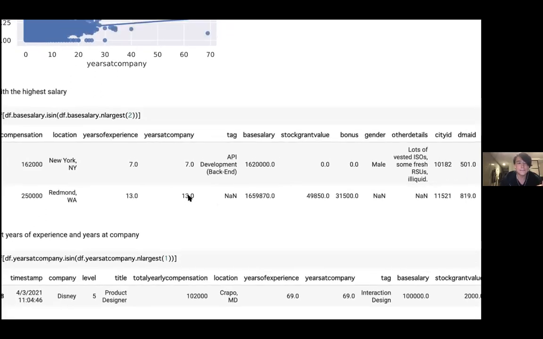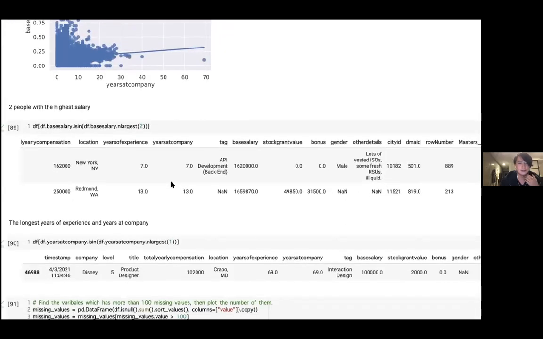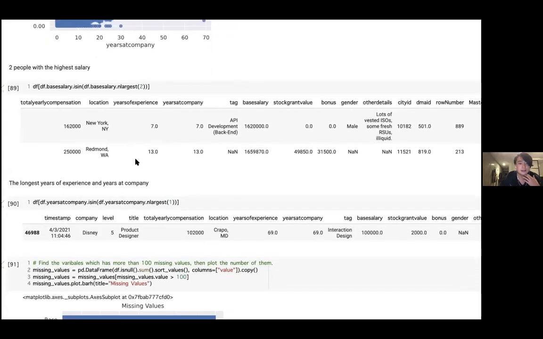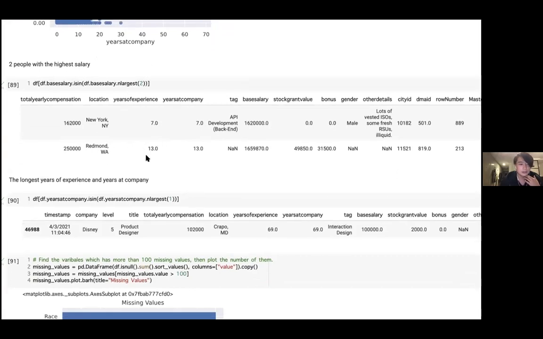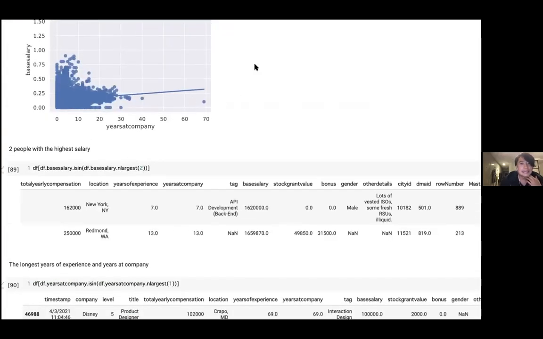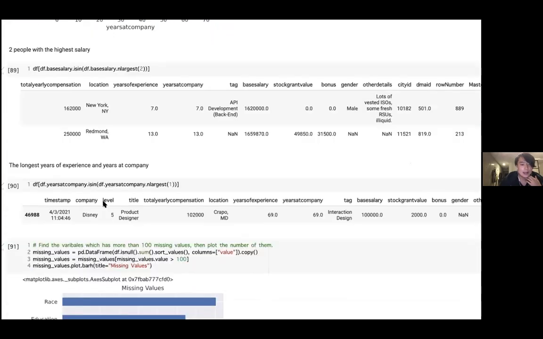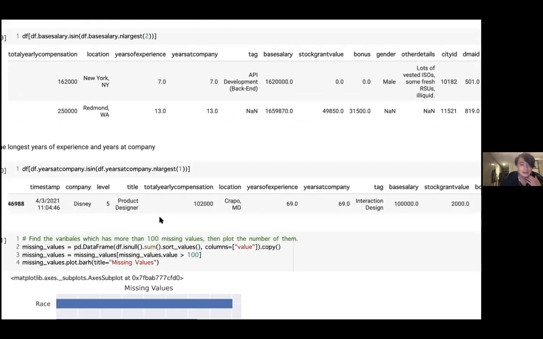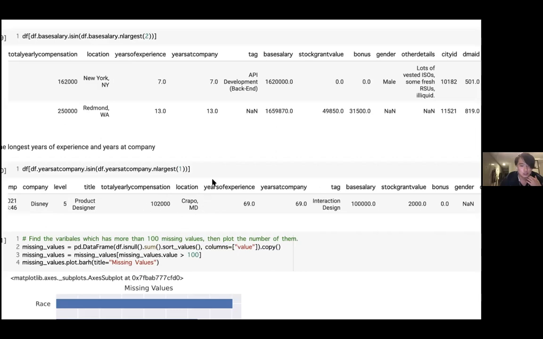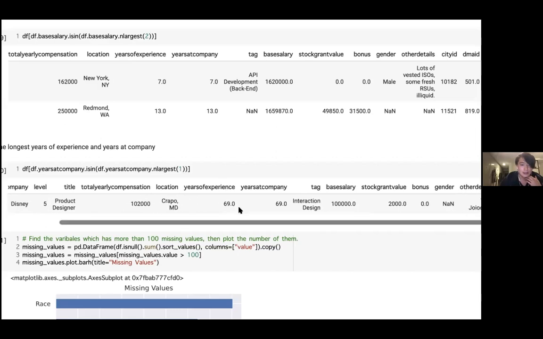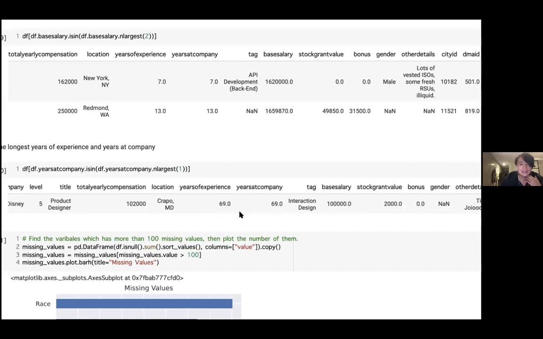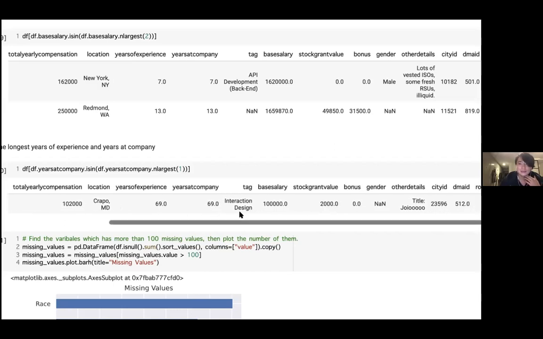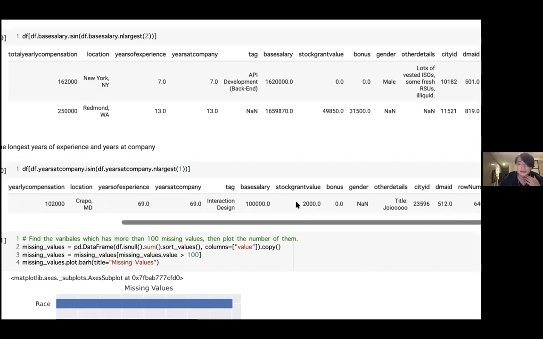This is very surprising. This is impressive, especially since he has only 7 years of experience, and now the salary is 1.6 million. And I also see the most experienced person here, and it turns out he's working at Disneyland, so Disney, and he's a product designer. I'm not sure where this place is, I think the US, and his experience is like 70 years at Disney. It's impressive. Yeah, the salary is almost 100,000. Yeah.